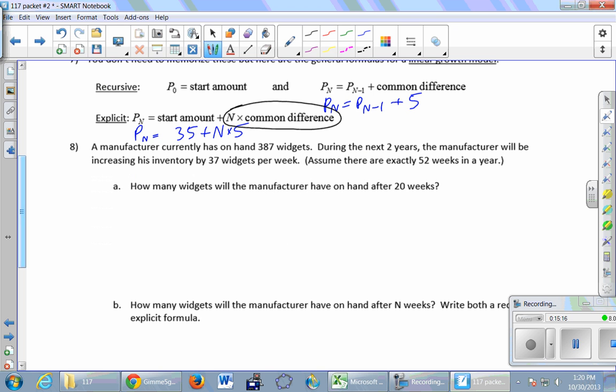Okay, so we start with 387, and we're going to increase our inventory by 37 of these per week. We know it's going to be a hot seller, so we're going to make a lot of them and store them. So the question is, how many widgets will the manufacturer have on hand after 20 weeks? So without any formulas that we've used today, do you guys have an intuition about how to answer this problem?